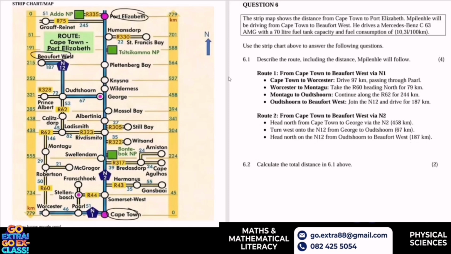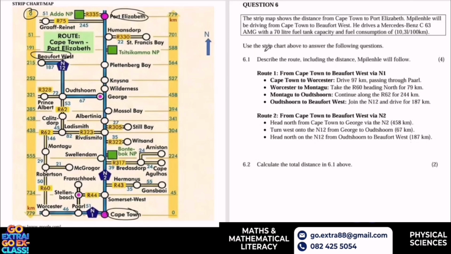I'm not going to explain more on this, but you already know that the distance on the left side indicates the distance from Port Elizabeth to Cape Town, and the distance on the right is the distance from Cape Town to Port Elizabeth. They are the same distance, but they differ depending on your starting point. If you're starting from Cape Town, you'll use this side. If you're starting from Port Elizabeth, you'll use the left-hand side. That's where the distance is indicated. Now let's get into it, guys.